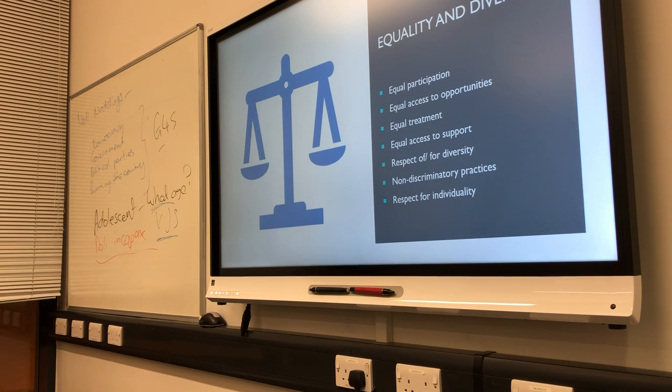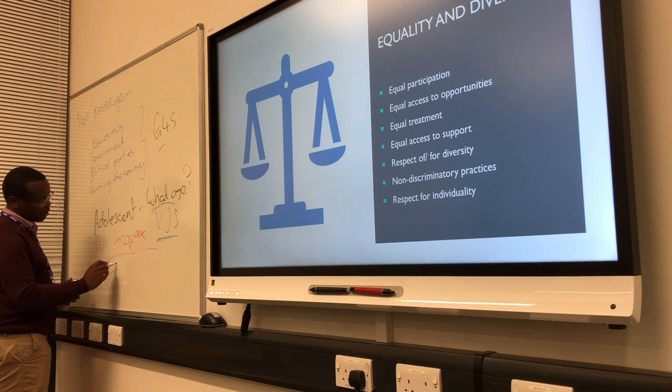Right, equality and diversity is another policy issue. Equal participation. When we say equal participation, is it the same as the same participation? What's the difference between equal and same?